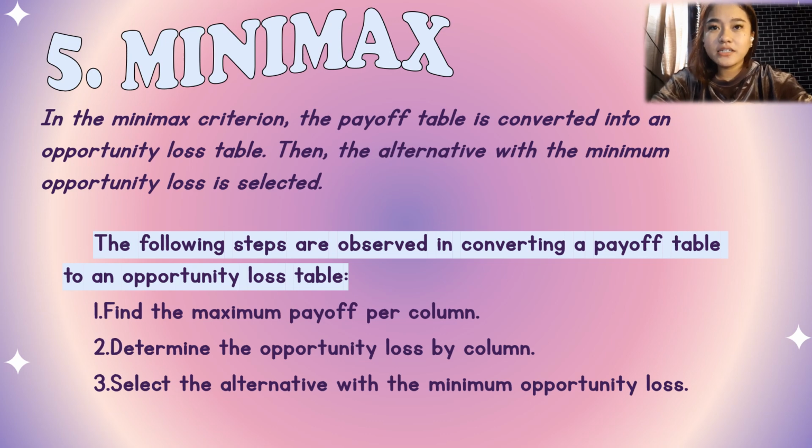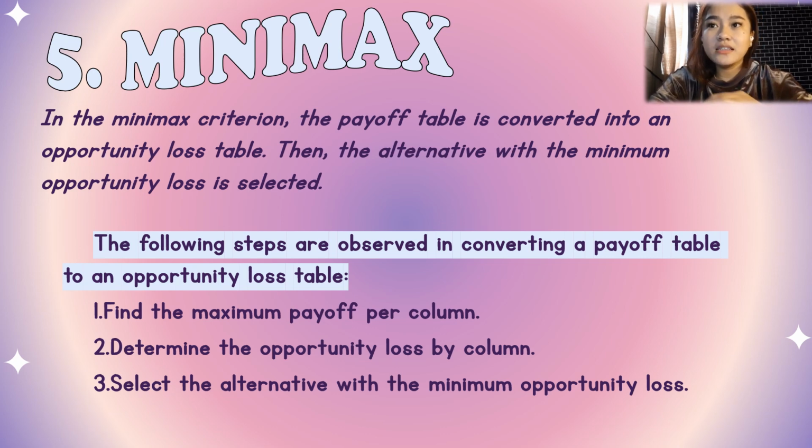So, the next criteria in decision making under uncertainty is minimax. Here in minimax, imagine you're playing a game like chess or tic-tac-toe, where you have to make moves without knowing your opponent's moves in advance. The minimax strategy is like thinking ahead and trying to predict what your opponent might do. So, here's how it works.